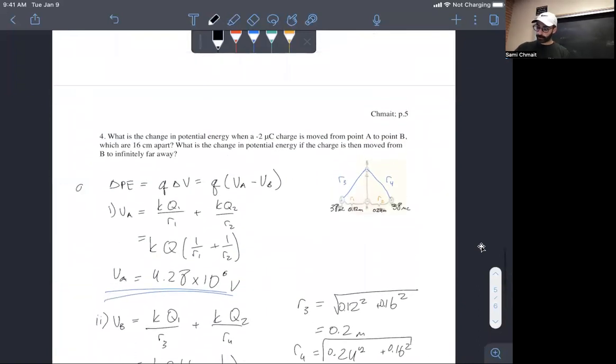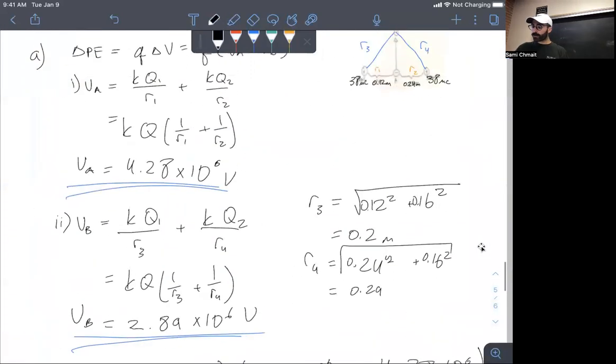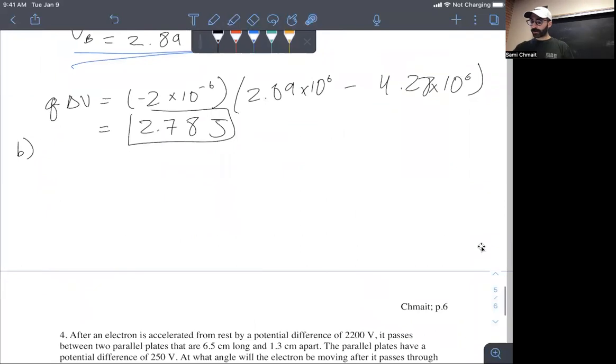Let's call that A. Now in part B, we're asked, what if that particle is moved from B to infinitely far away? Right away, this should tell you what to do if you remember from math, that the potential at that position is going to be equal to 0. The potential at infinity is K Q1 over infinity plus K Q2 over infinity. Any value over infinity is so small, the denominator is so big, that it's effectively 0. So we call that 0. But that's not what it's asking for.